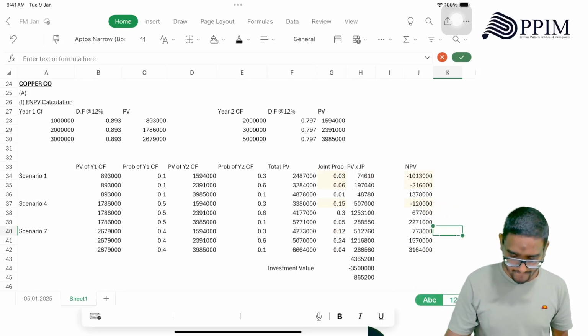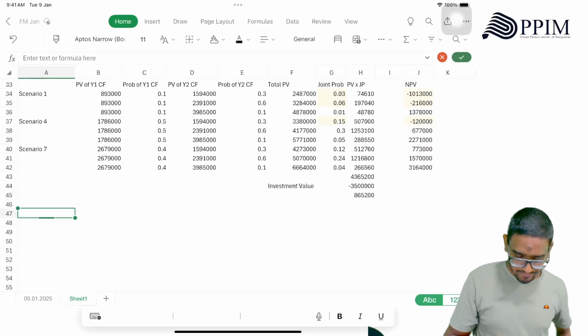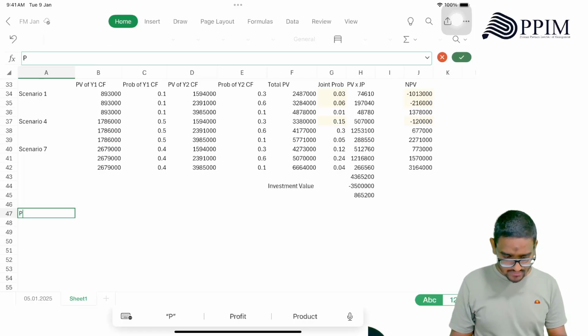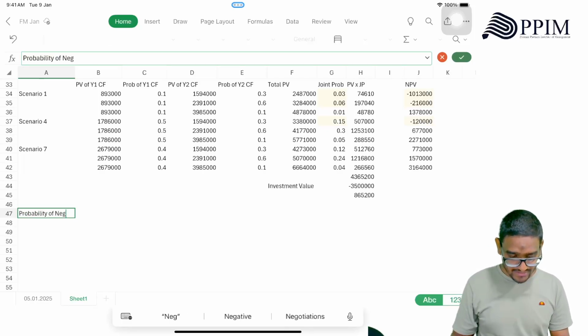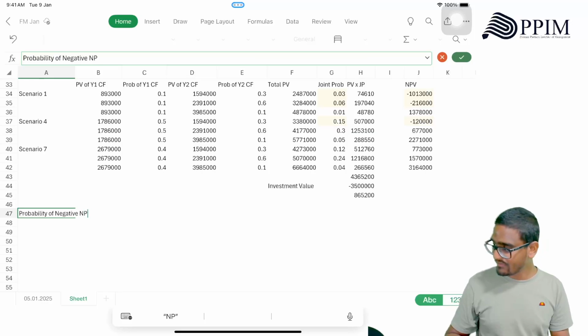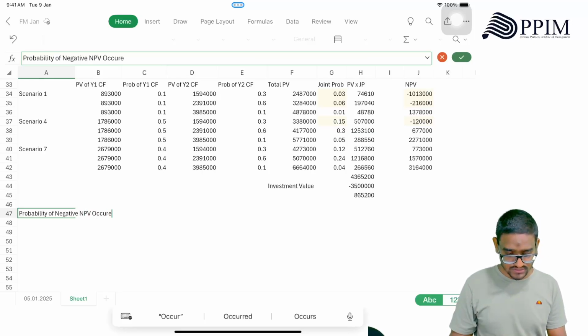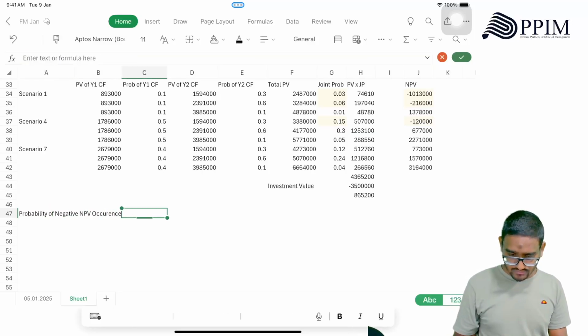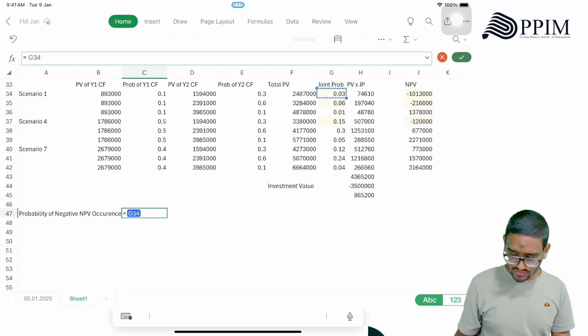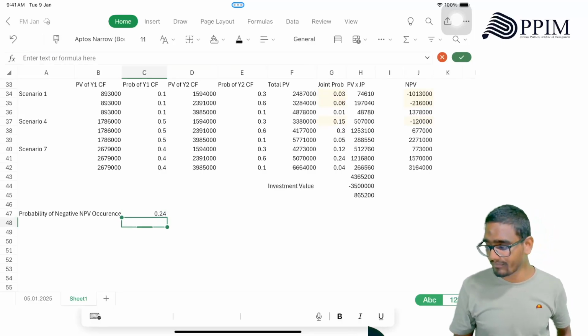Okay. So we'll write a statement here. Probability of negative NPV occurrence is basically 0.03 plus 0.06 plus 0.15, which is 0.24.